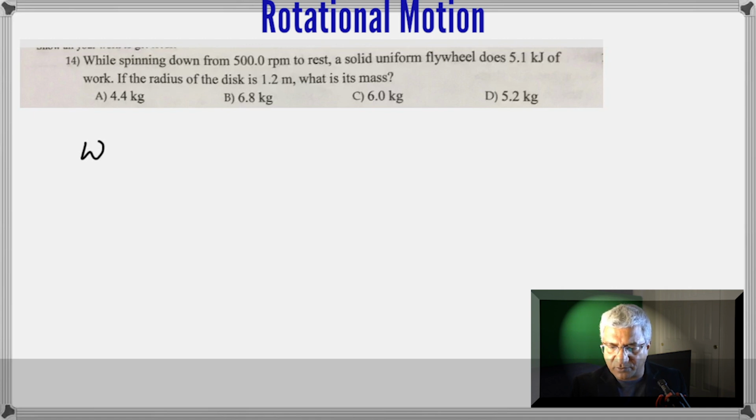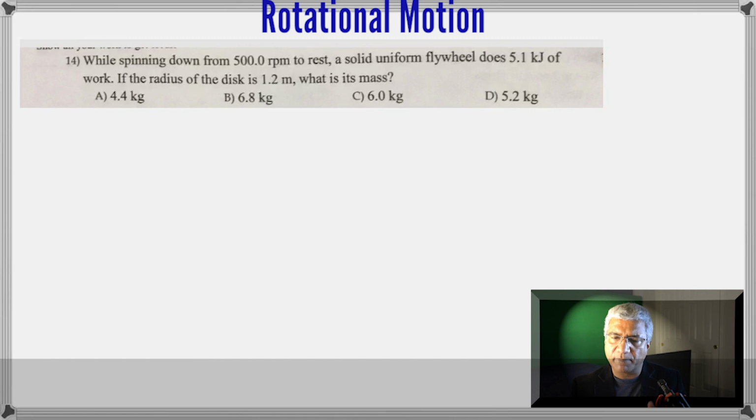Here is the question. While spinning down from 500 RPM to rest, a solid uniform flywheel does 5.1 kilojoules of work. All right, work is equal to change in kinetic energy. So if it does that much work, that is its kinetic energy. Because finally it stopped. So it had that much kinetic energy. It says if the radius of the disk is 1.2 meter, what is its mass?